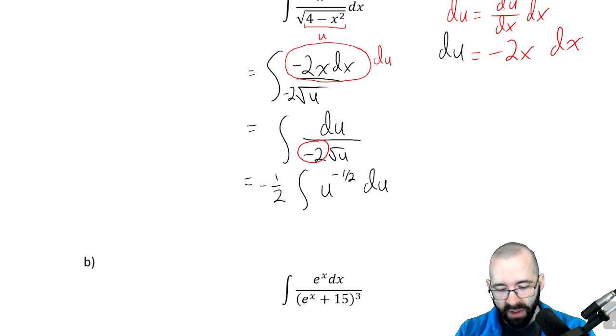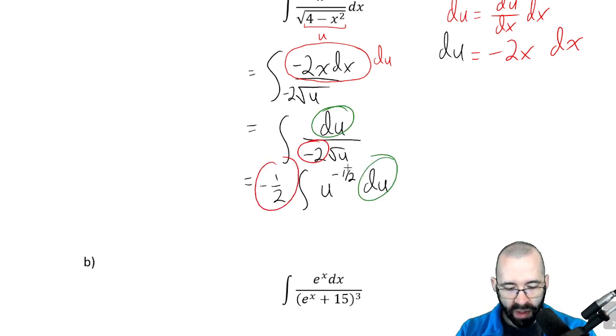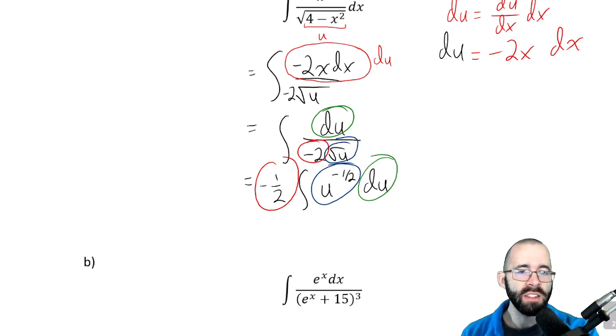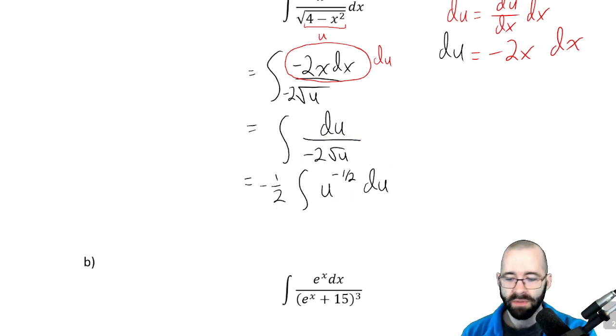So again, the -2 went here, the du went here, and dividing by the square root of u is multiplying by u to the -1/2. That's what happened to everything. I know I did quite a few steps all at once, but I just want to rewrite this so it's a little easier to integrate.